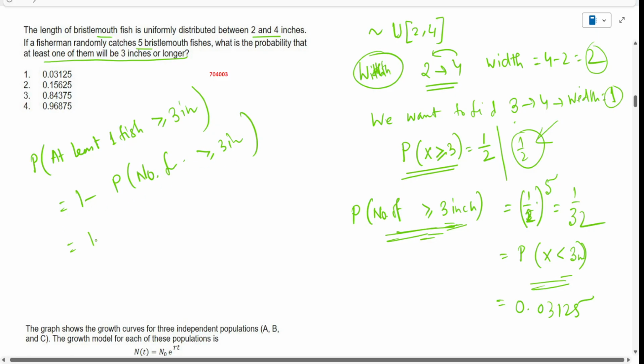That means what is the probability? 1 minus 0.303125. That means the answer is 0.96875. Option 4 is the correct answer of this problem.